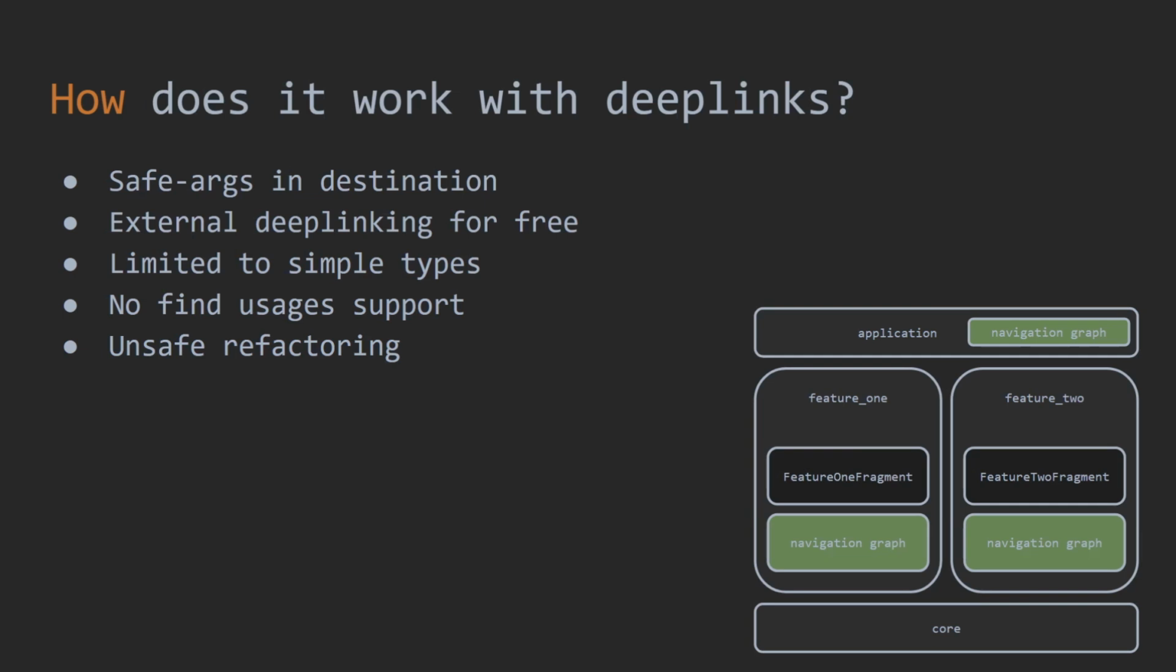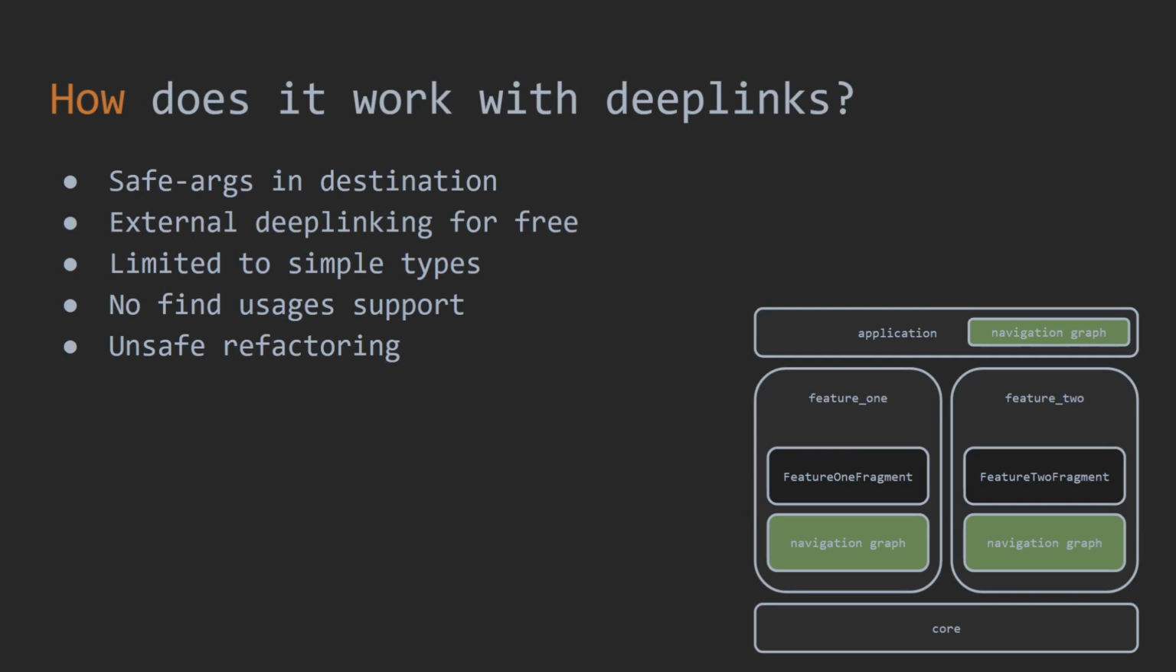Because we're essentially just using strings to perform navigation, it means that we don't have good find usages support to actually find out where these screens are being used and being navigated to. And that means that refactoring can be slightly unsafe. If you wanted to add or remove an argument, you're going to be searching for strings all throughout your project to update. And if you miss one, it's going to be a runtime crash.